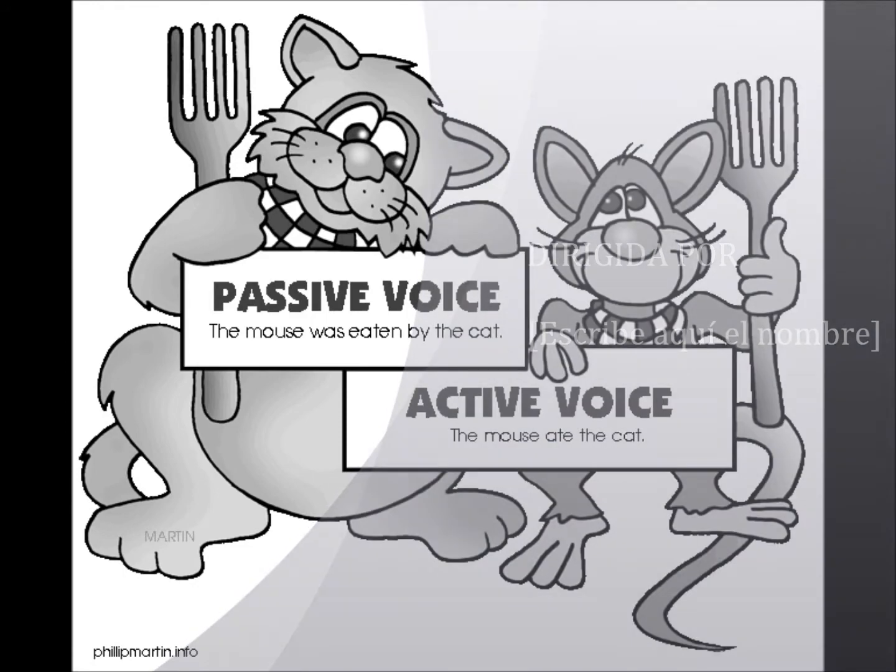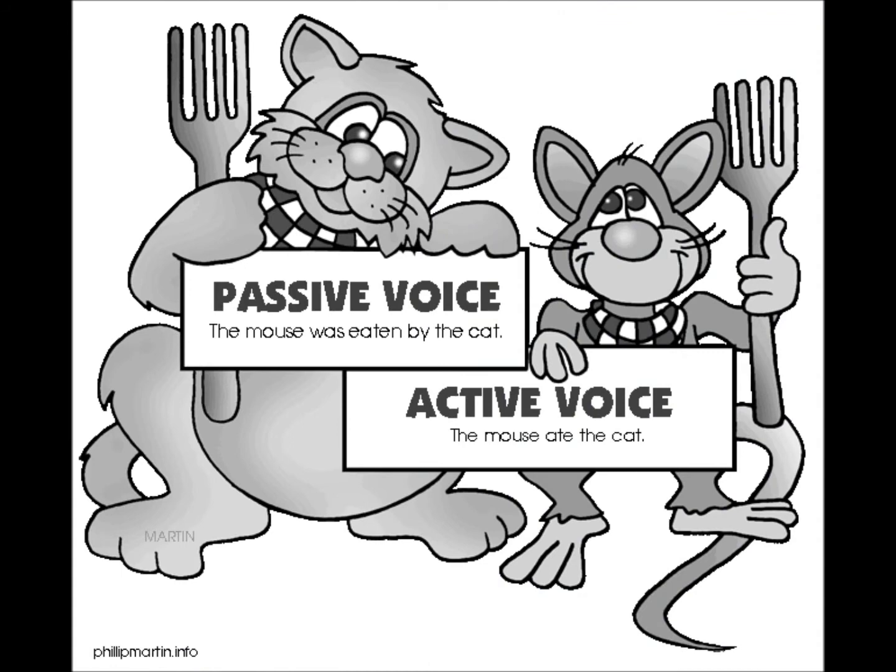Simple present. Active: Rita writes a letter. Rita is the subject, writes is the verb, and the object is a letter. And passive: a letter is written by Rita. So it changes the places in the sentence. Simple past. Active: Rita wrote a letter. Passive: a letter was written by Rita.